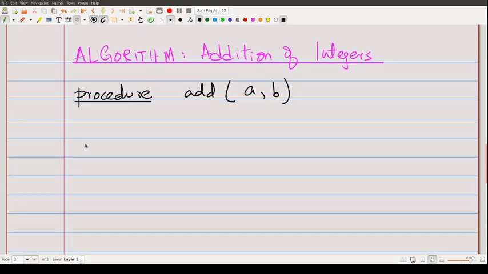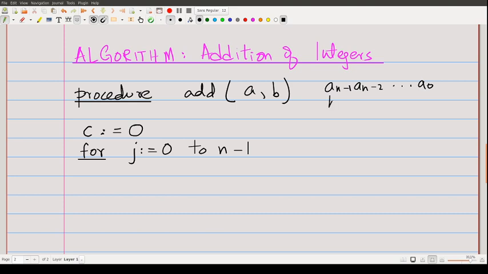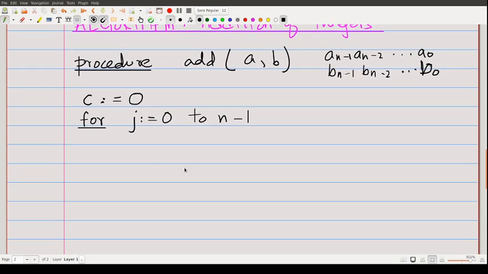The first step is to set the carry as 0 and then start the loop for j from 0 to n minus 1. Notice that the number A has digits a_{n-1}, a_{n-2}, up until a_0, and the number B has digits b_{n-1}, b_{n-2}, ... b_0. Okay, so we start off from the first digit.